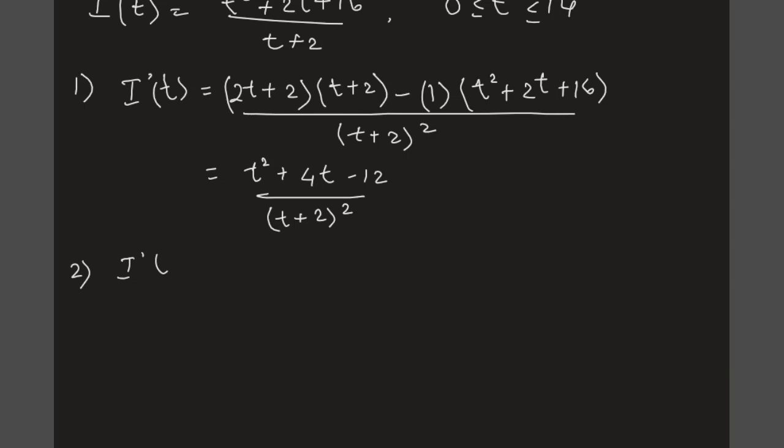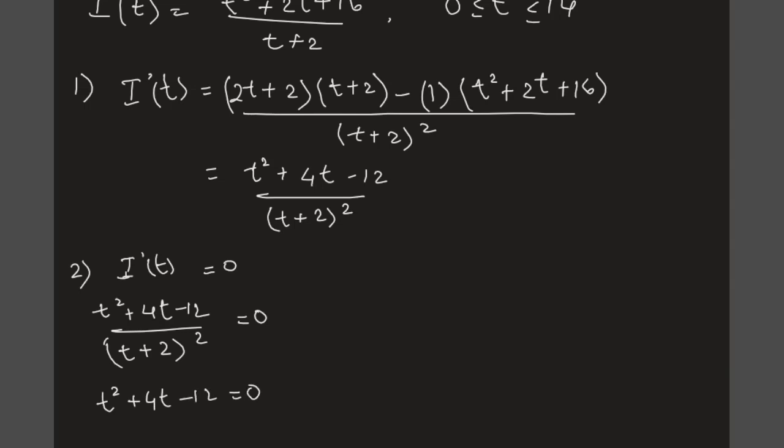Since we've got our derivative, the next step is to find the critical numbers. For that, we'll put the derivative equal to 0, and my derivative equation is t squared plus 4t minus 12 over (t plus 2) whole squared. If I put this equal to 0, I get t squared plus 4t minus 12 equal to 0, because I would take the denominator and multiply it by 0.